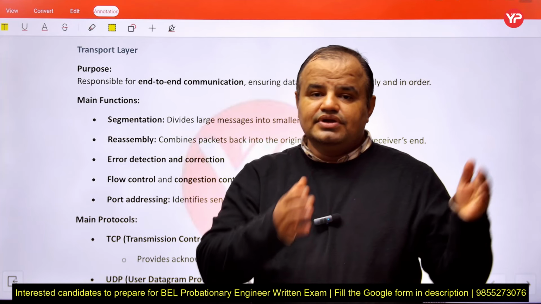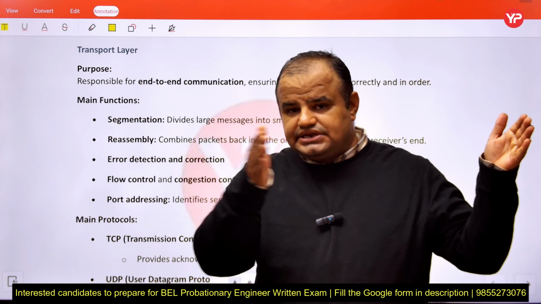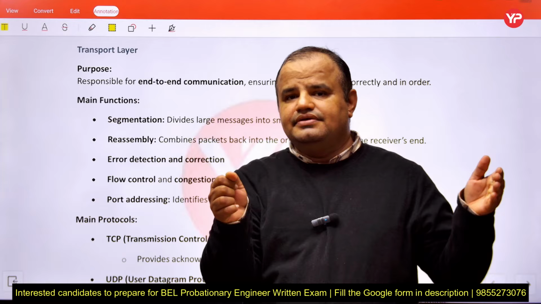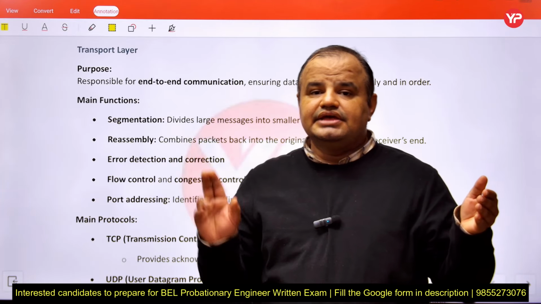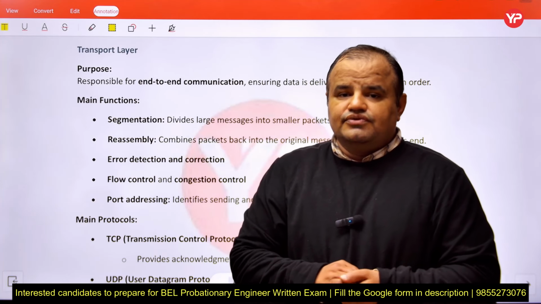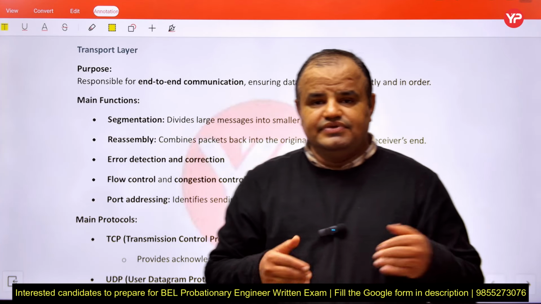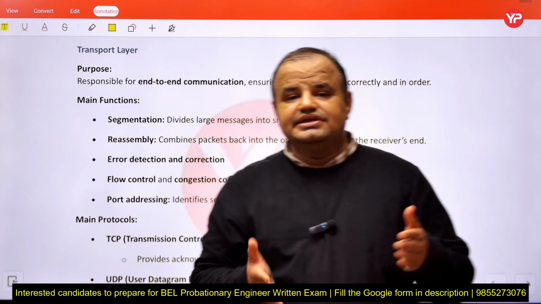Why? Because if you send a large message, there is a high probability that if a single bit is corrupted, then the whole message is considered corrupted and has to be dropped. So the transport layer's functionality is to divide that large set of data into small chunks called segments. Next, reassembly: combine packets back into the original message at the receiver end.